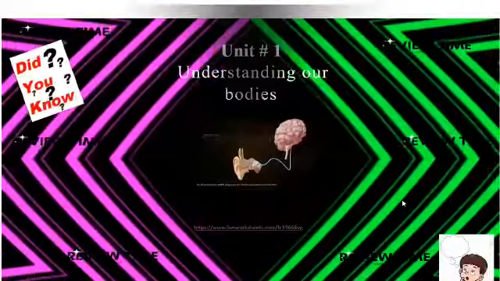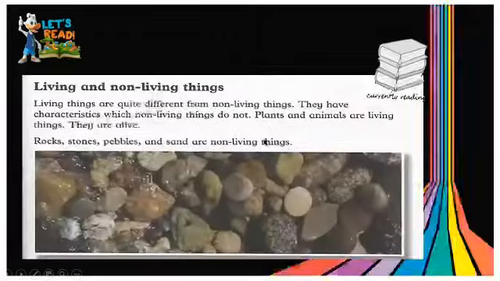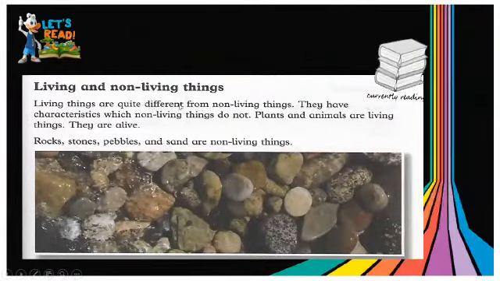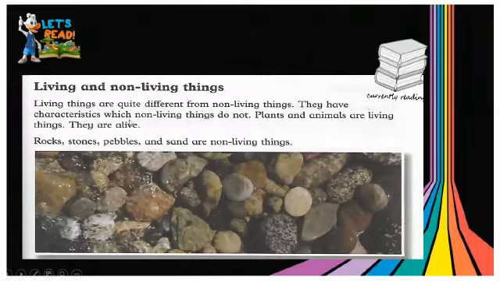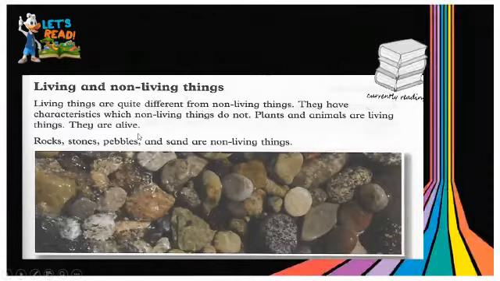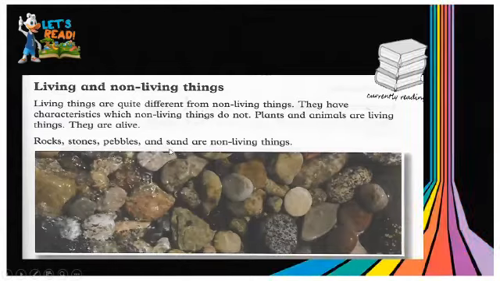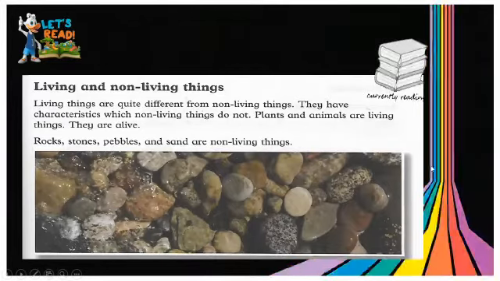Okay, so students, let's start reading unit number 2, Growth and Movements in Living Things. Our topic is living and non-living things. Living things are quite different from non-living things. They have characteristics which non-living things do not. Plants and animals are living things. They are alive, and we, the human beings, are also living things. Rocks, stones, pebbles, and sand are non-living things, because they cannot move, isn't it?